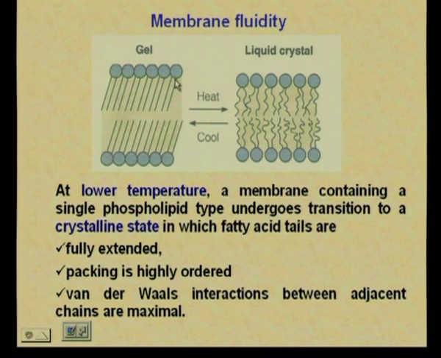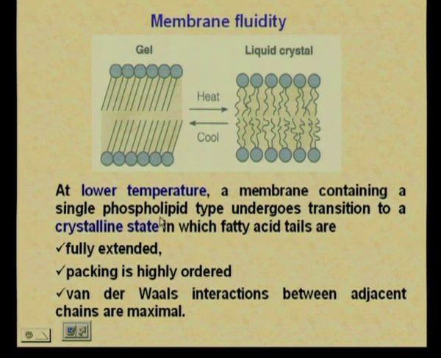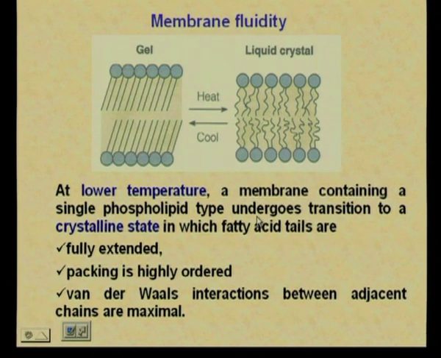And if we had a kink in the structure due to the presence of the cis double bonds, then this at some point would set into a specific form that would give on heating a transition that would result in a liquid crystal structure. So, at lower temperature, a membrane that contains a single phospholipid type would undergo a transition to a crystalline state. So, this would be our crystalline state, where we would have the fatty acid tails perfectly ordered, perfectly packed, fully extended, and the maximum possible van der Waals interactions between the chains.